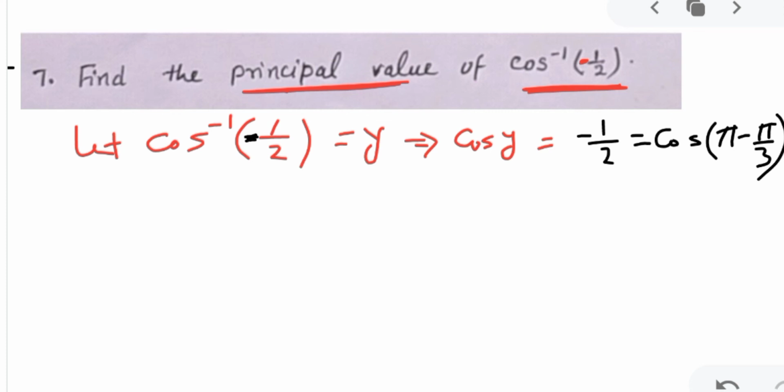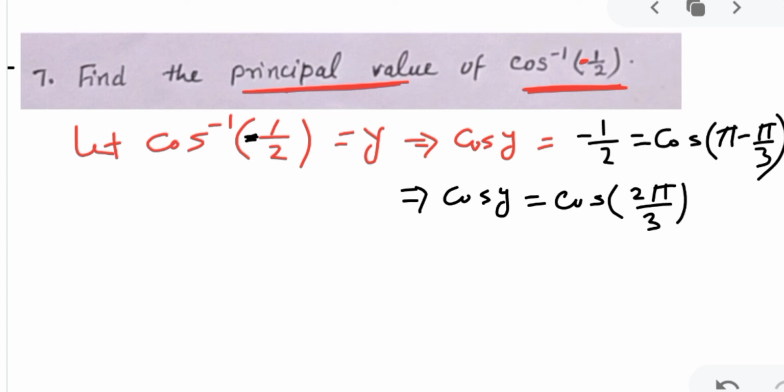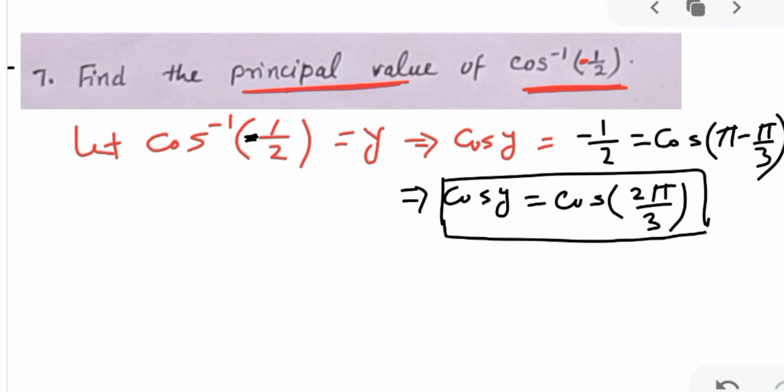Pi minus pi upon 3. In the second quadrant cos is negative, so it is pi minus pi upon 3. In this way I can say that cos y is equal to cos of pi minus pi upon 3. If you calculate 3 pi minus pi, that will be 2 pi upon 3. Correct? So 2 pi upon 3. So this we got, but we will not say that 2 pi upon 3 is the principal value or not. We will check first.